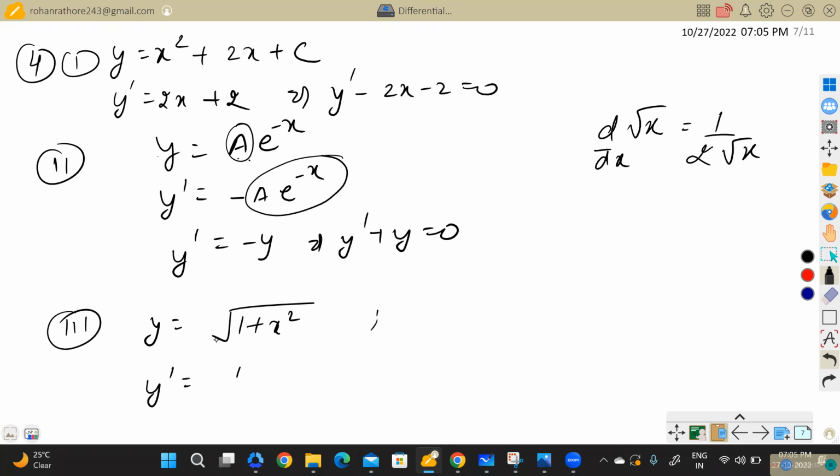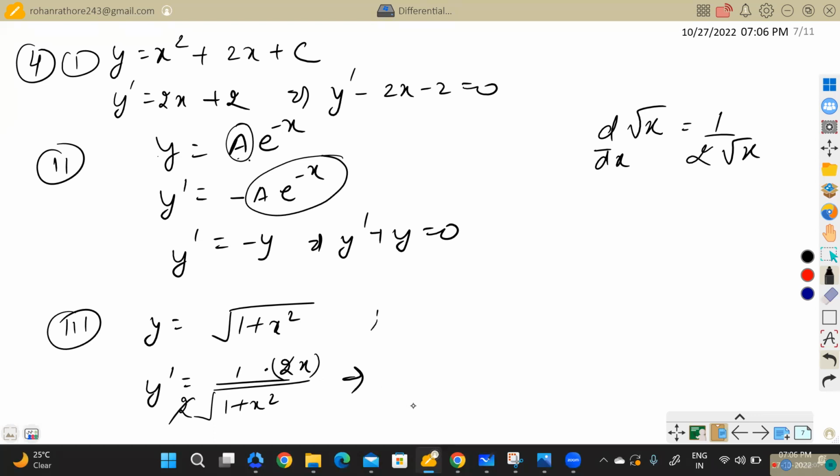So the differentiation of root 1 plus x square will be 1 upon 2 root 1 plus x square, and then by the chain rule we have to differentiate 1 plus x square also, so we'll get 2x. Now we can substitute the value of y, which is root 1 plus x square here. This 2 and this 2 will cancel out, but it's not what was given in the differential equation.